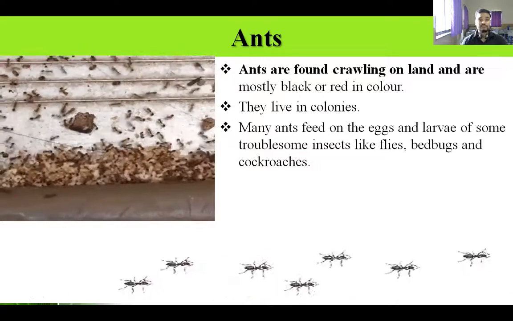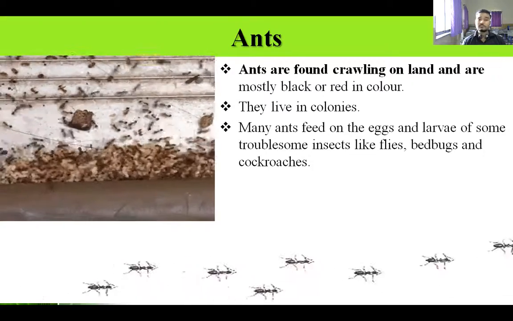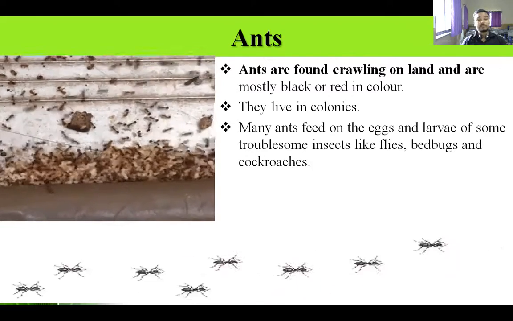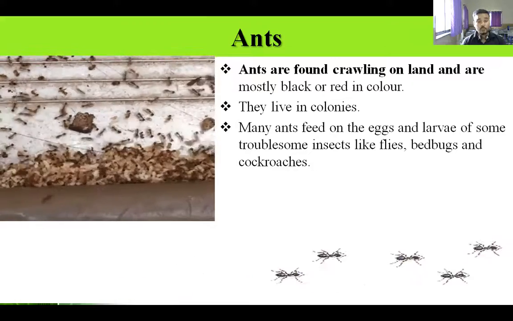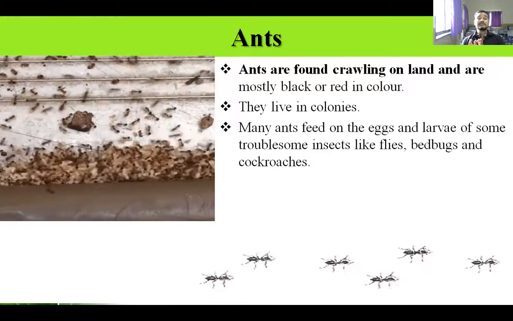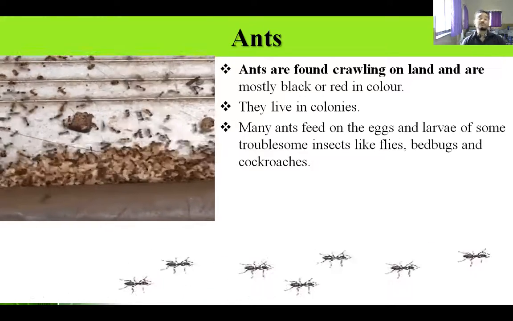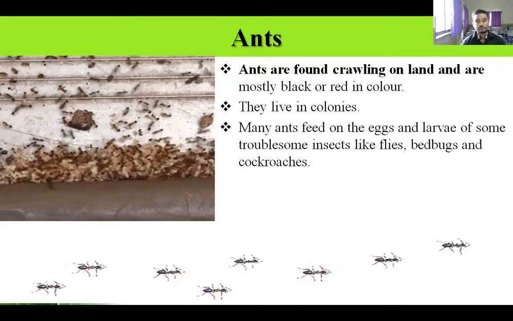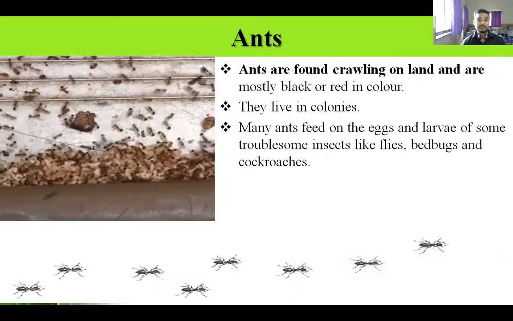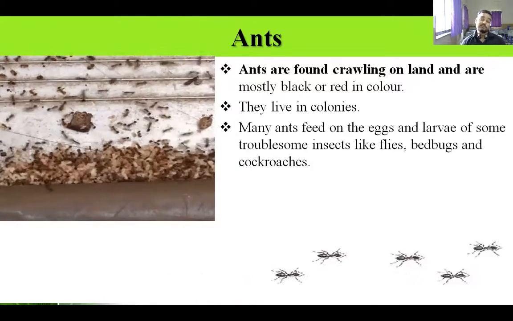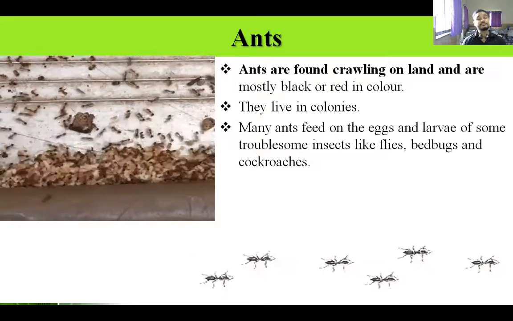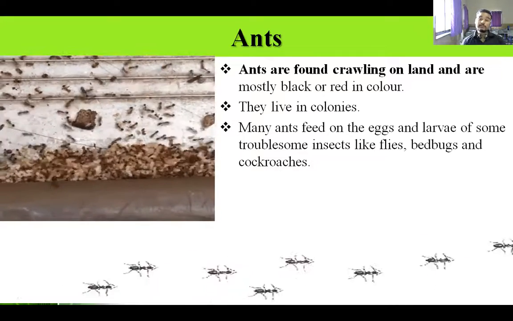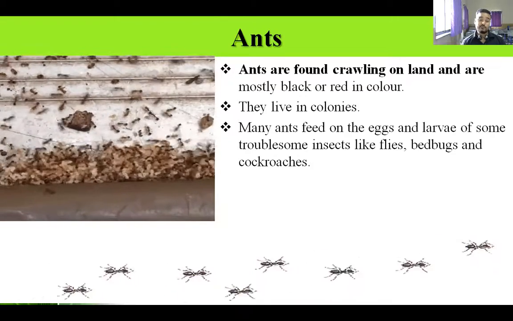Whenever we see ants in our house, our mom used to drive them away using a broom and all that. Then how do they help us? So they help us by eating the eggs and the larvae of some troublesome insects. Eggs means some other insects are there that are not useful to us. If they lay eggs, their eggs will be eaten by these ants. Or some harmful insects are also eaten by our ants. So by this, ants are very useful to us.